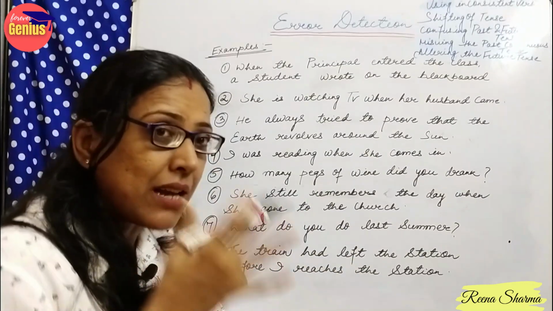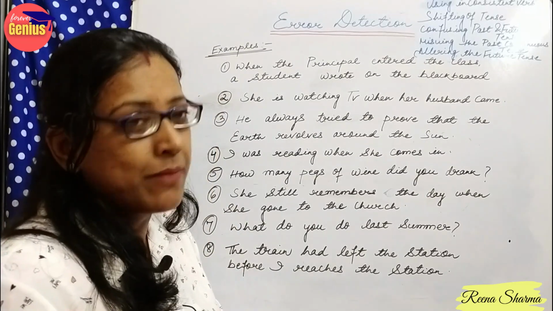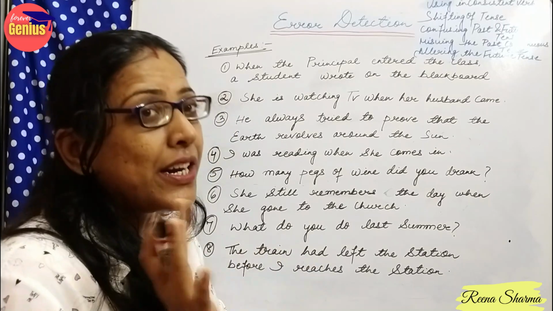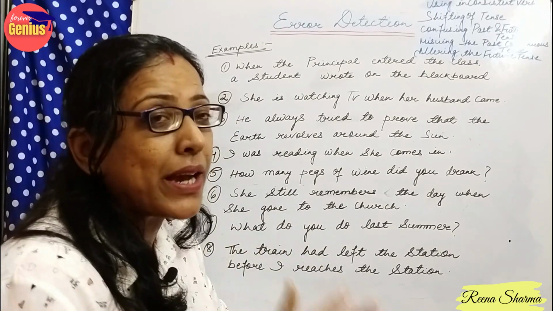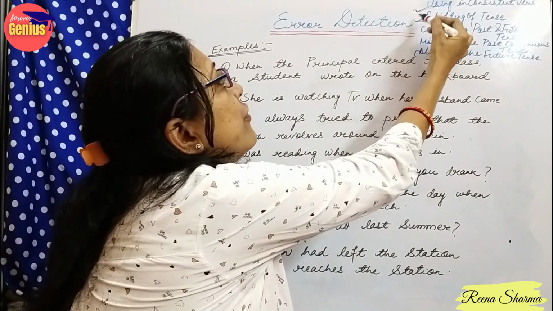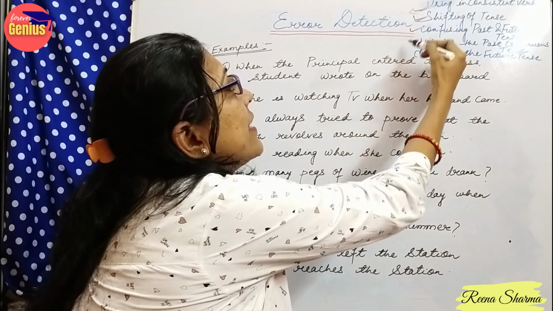Past and present tense we are still comfortable with because our ears are trained to it. But in future tense, our ears are certainly not trained, so we often make a lot of mistakes in that. So these are some of the points which should be paid attention to while dealing with correction in tenses.